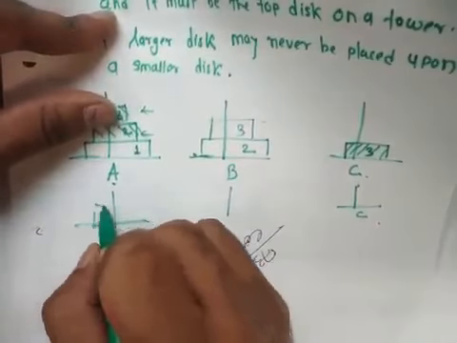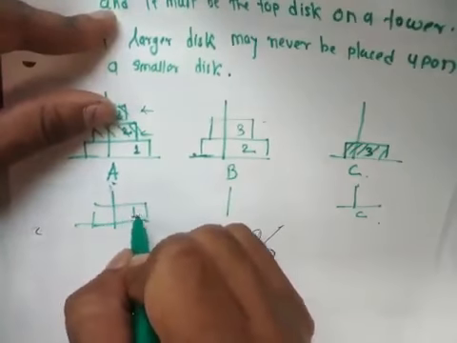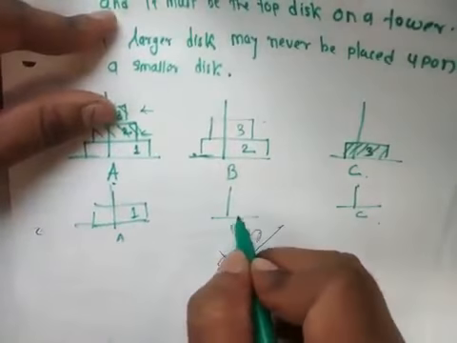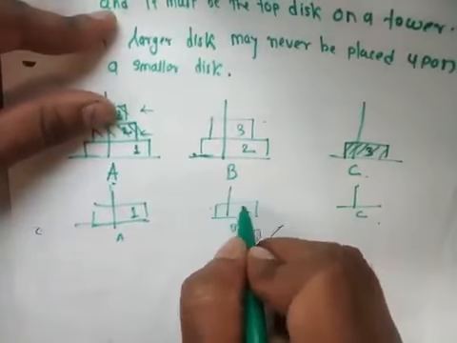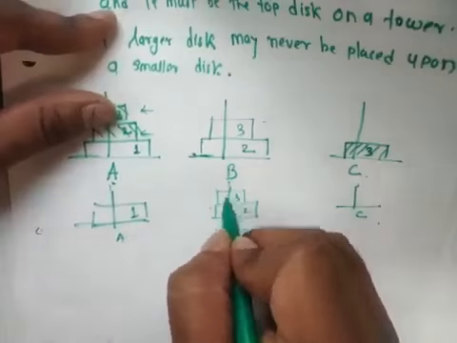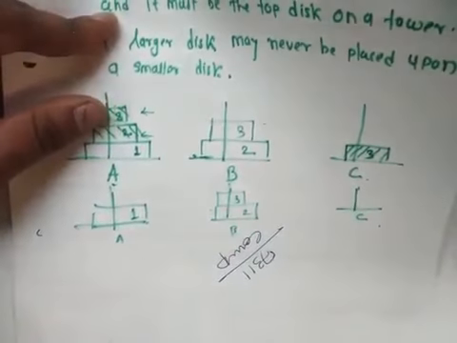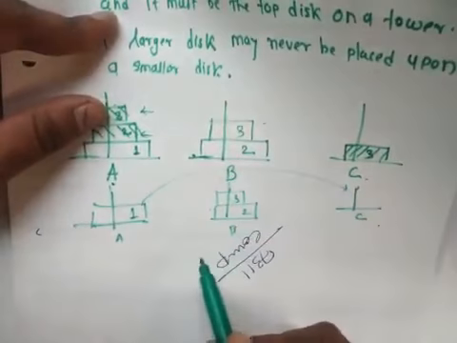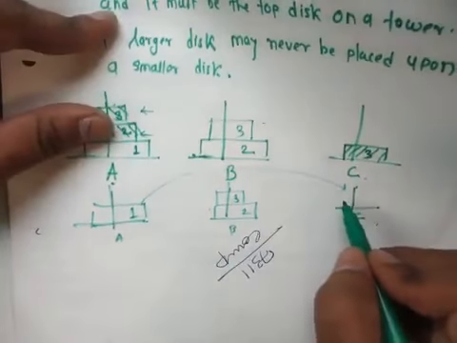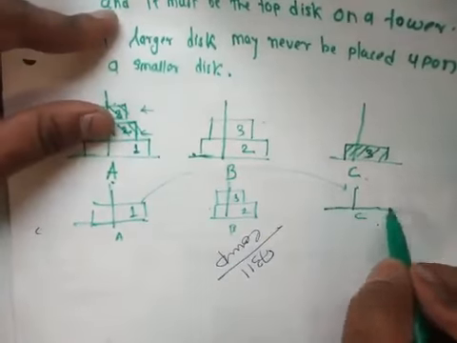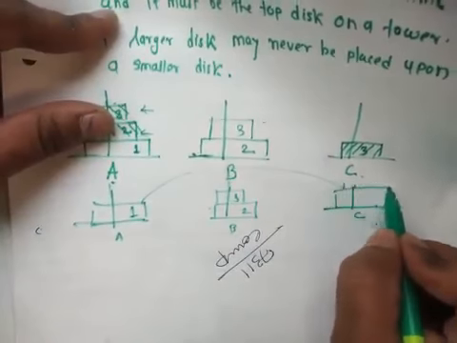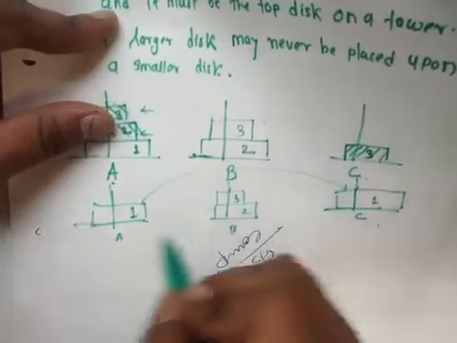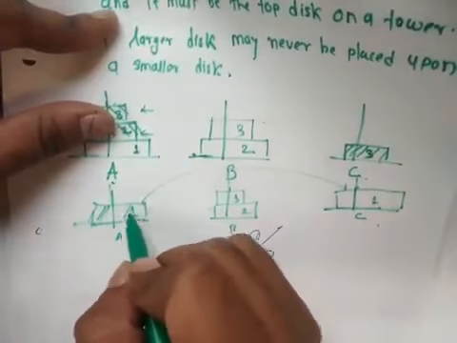On the top of A we have only one disk, that is disk number 1. Okay, this is B, B looks like this, and C is like this. Now what am I going to do? I am going to move this disk to peg C. So this will move to the top of C. Okay. So disk number 1 is removed from here.